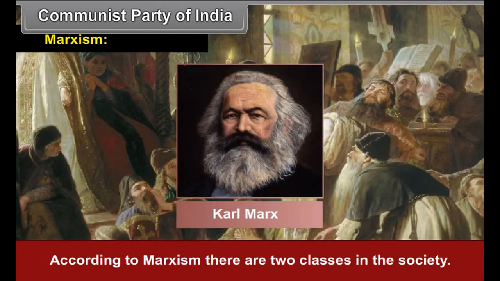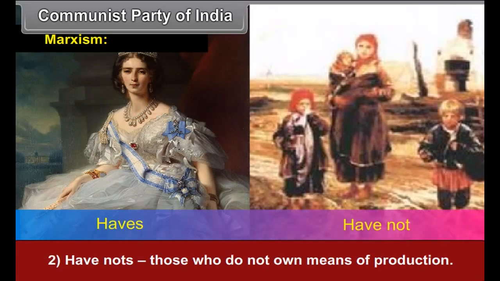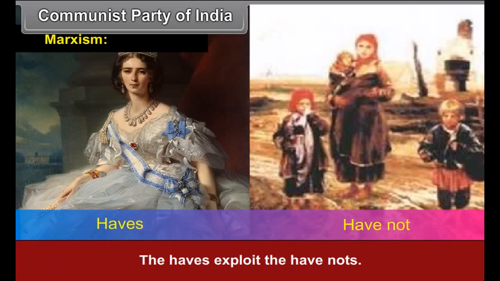According to Marxism, there are two classes in the society. First, haves, which means those who own the means of production, and second, have-nots, which means those who do not own the means of production. The haves exploit the have-nots.